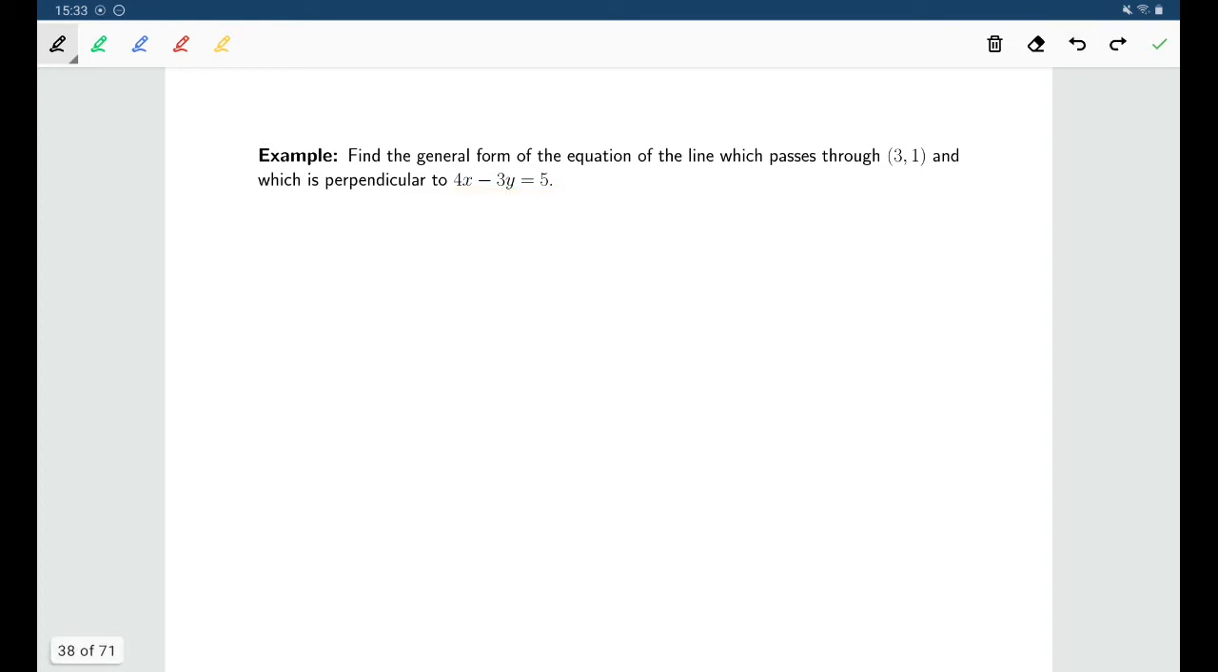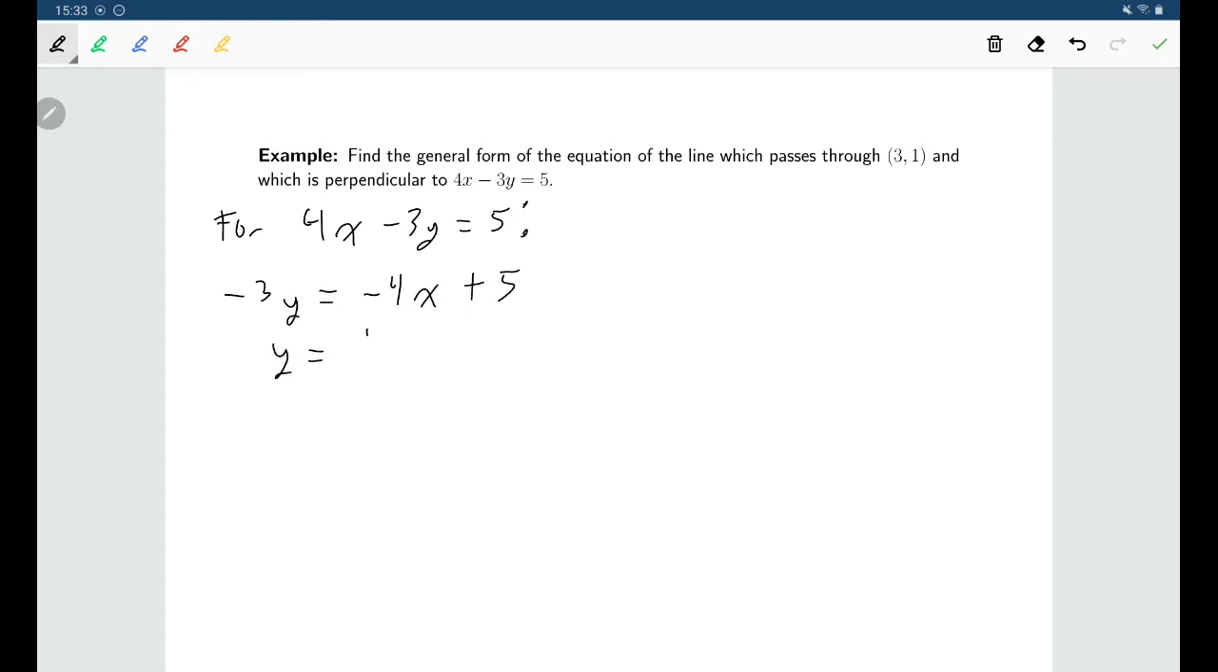So I'll start with 4x minus 3y equals 5, and I'm going to start by finding its slope. And of course, the easiest way to do that is to use slope-intercept form, to rewrite it with y on one side and everybody else on the other. So for the line that we've been given, we can find that the slope is positive 4/3.